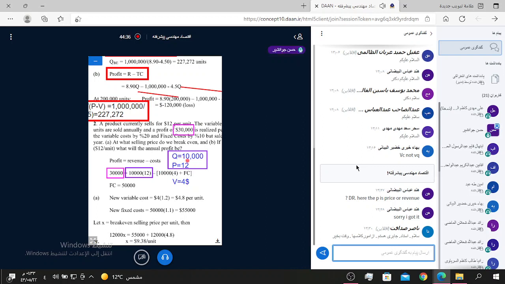So for 10,000 quantity, you can find 10,000 multiple 4. Now we can find FC, fixed cost. Fixed cost, find this number.